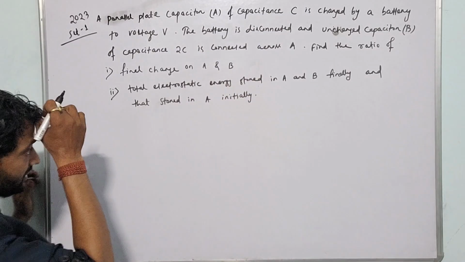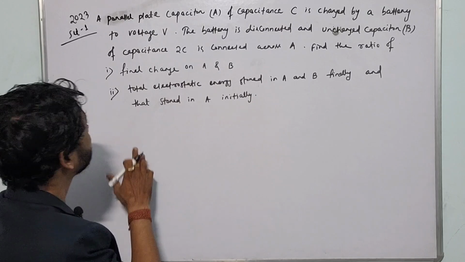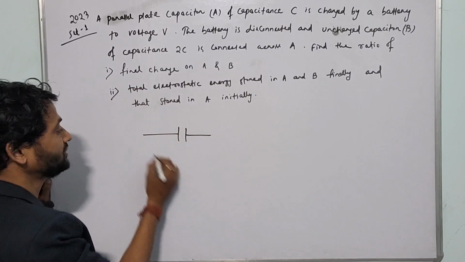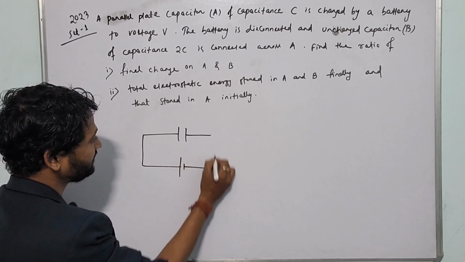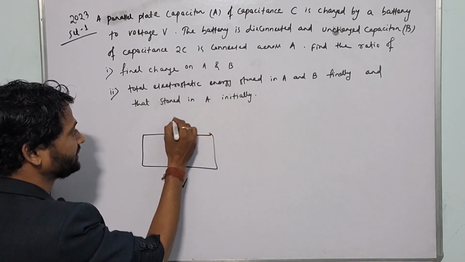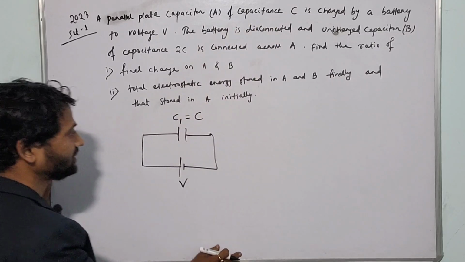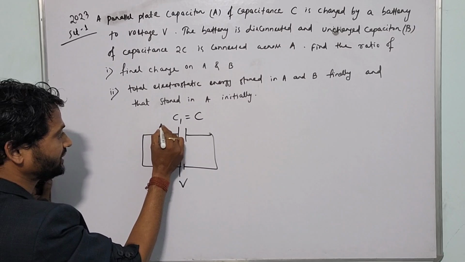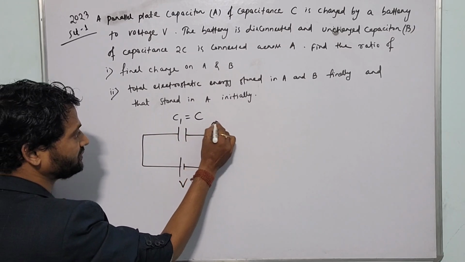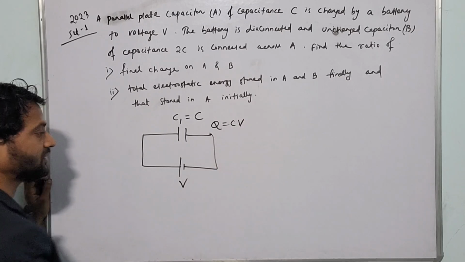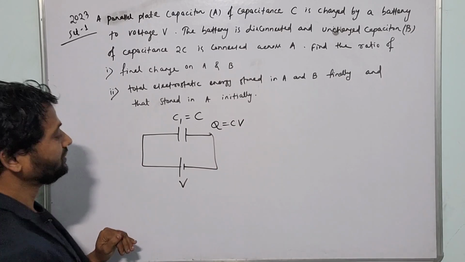Okay, first see what the question is. A parallel plate capacitor A is being charged through a potential difference of V. That capacitance is C1 and that is C. The charge on the capacitor, let it be Q. You know Q is equal to CV. Okay.